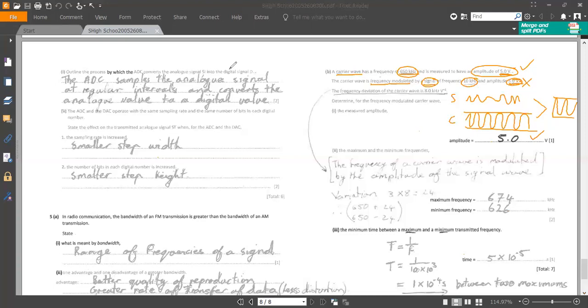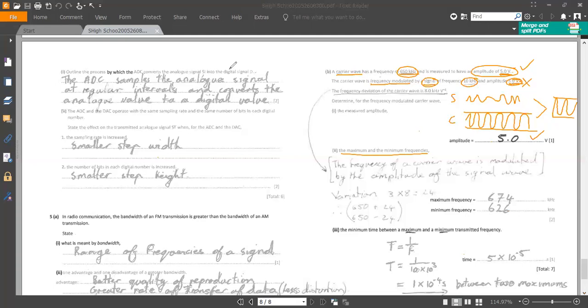So it's going to be much different. Right. Maximum and minimum frequencies that you have in it. Well, they're talking about bandwidth. Right, so the frequency of a carrier wave is modulated by the amplitude of the signal wave. So what is the variation?